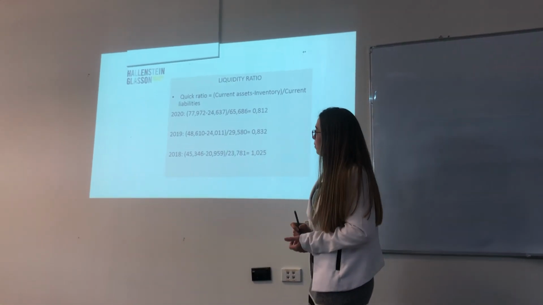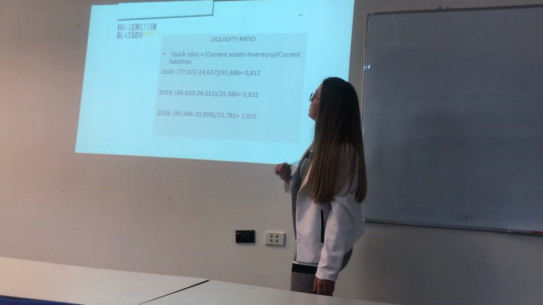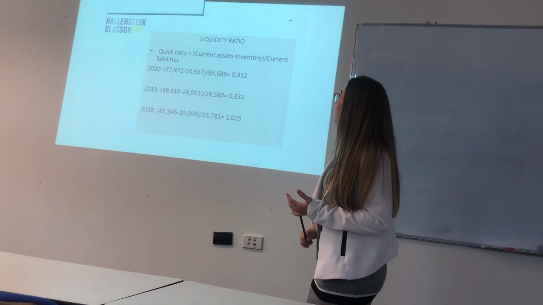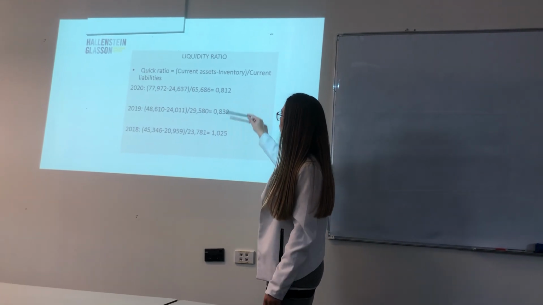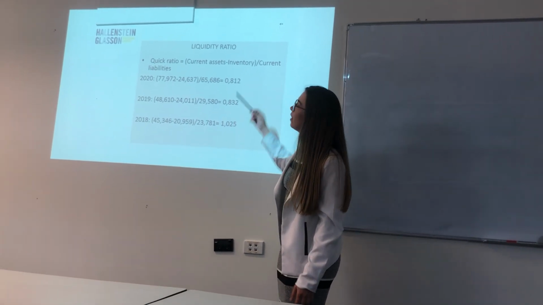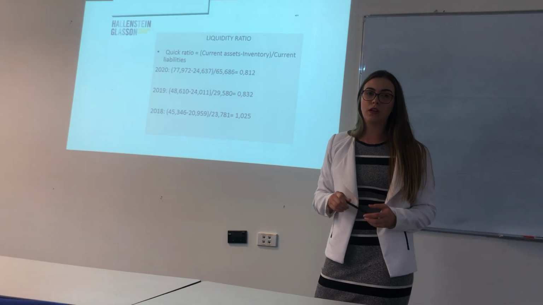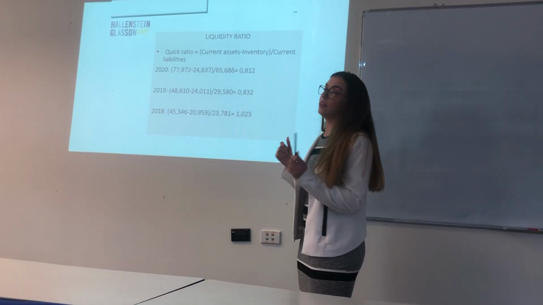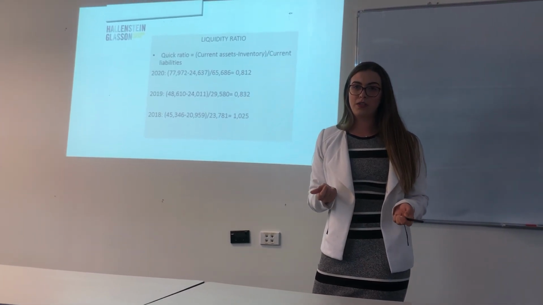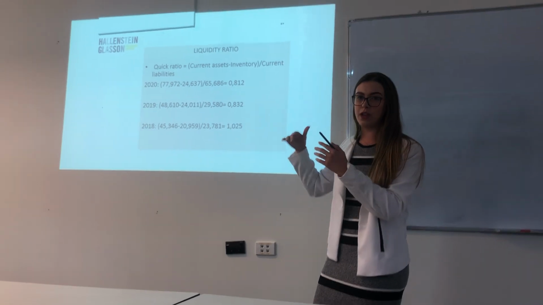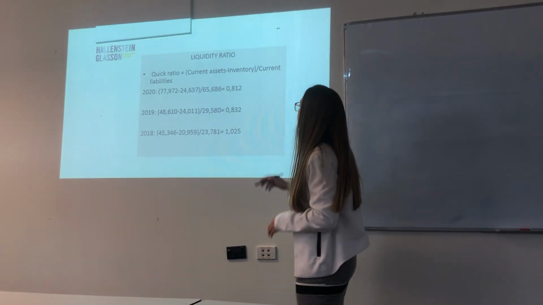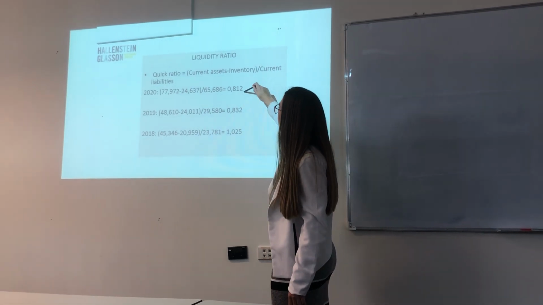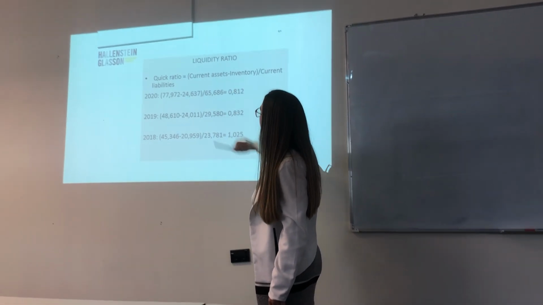The quick ratio is the current assets less the inventory divided by current liabilities. They dropped a little bit, but I think all the ratios dropped a little bit because of the COVID situation, so every ratio went down a little bit. Here they went a little bit down as well.